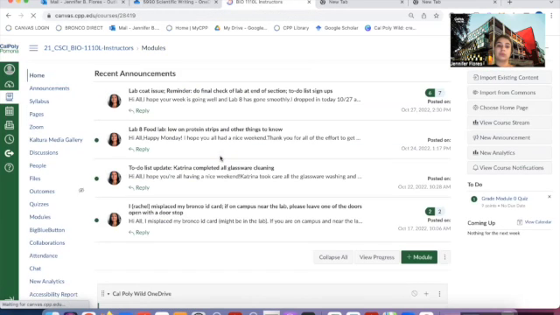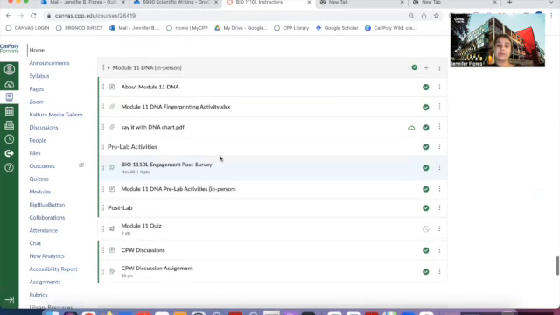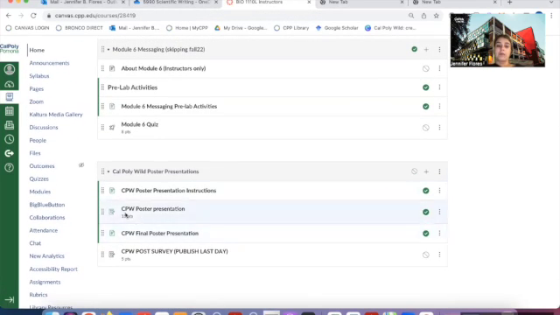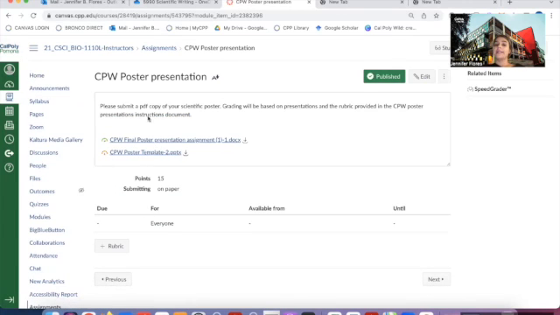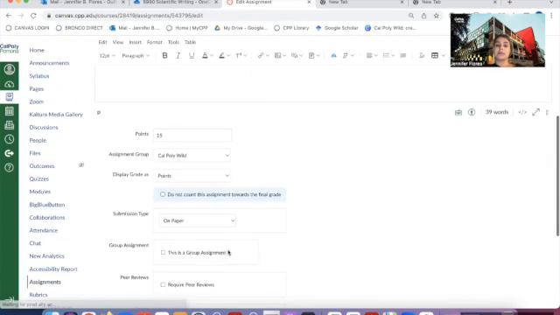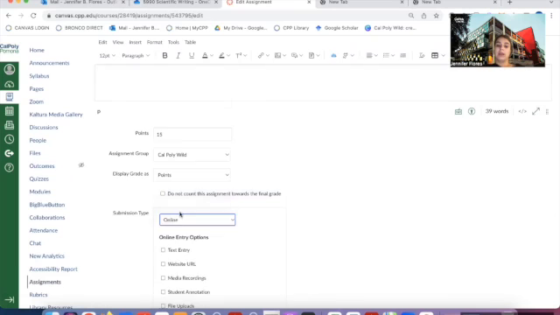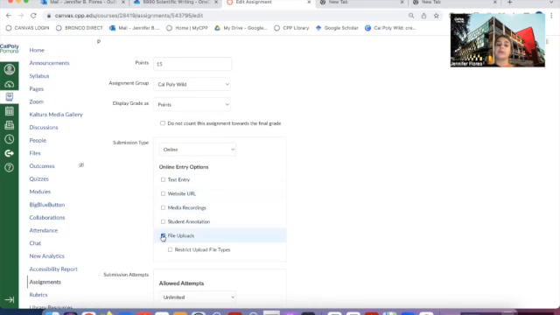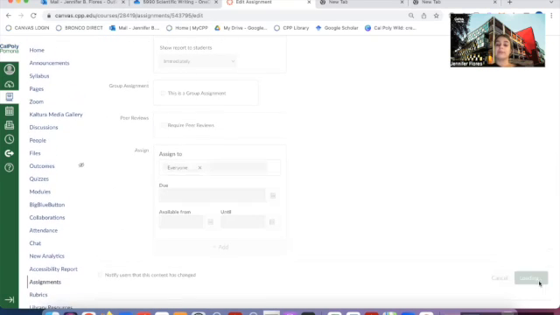And on that module, all the way at the bottom, we have the actual assignment here. Same thing, 15 points, and then submitting. Oh, this should be online, so I can go ahead and change that. This is going to be online, and it will be a file upload because we're having them do a PDF.